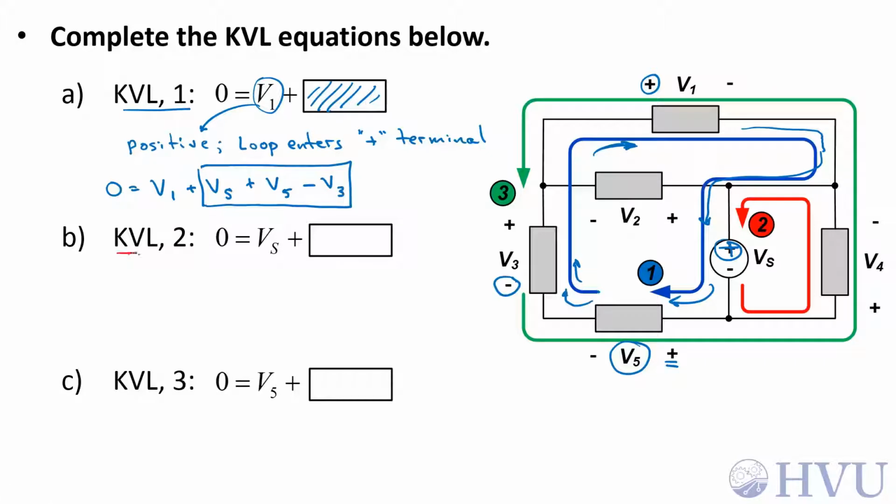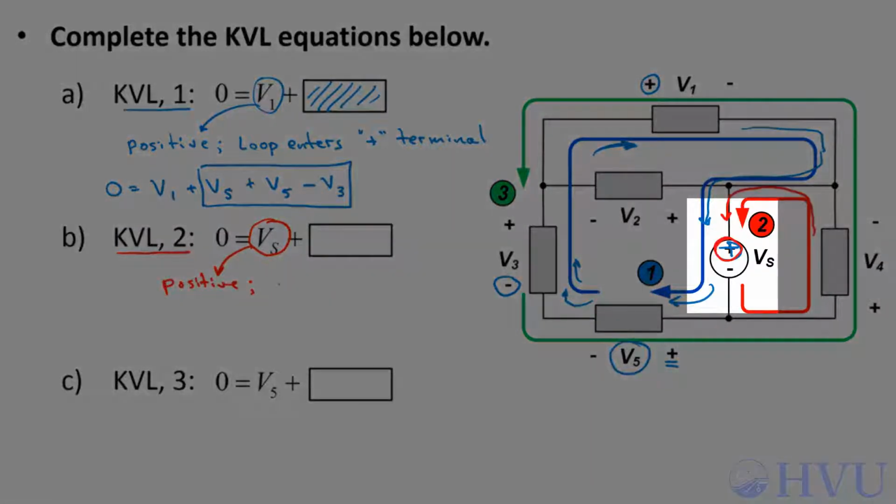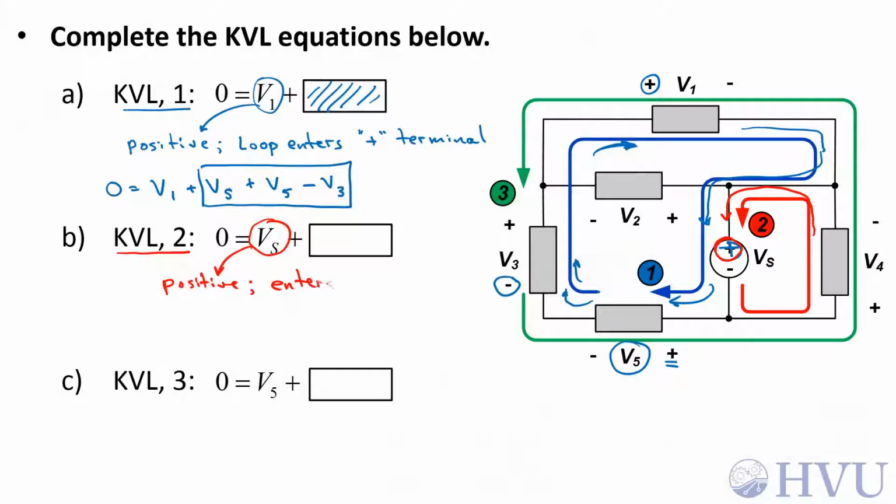Now let's do KVL around loop 2 shown in red. The term that I'm given is V sub s, and that's positive. So the loop enters the positive terminal. So that term gives me the sign convention I have to follow when I'm dealing with the other voltages. So my KVL equation becomes 0 is equal to V sub s plus whatever missing terms I have.